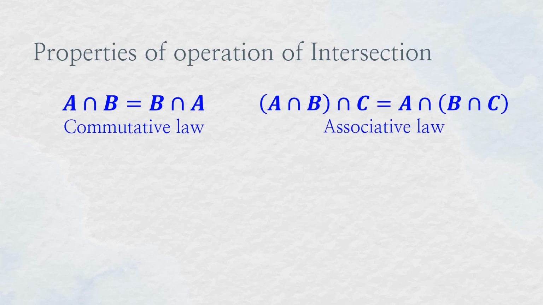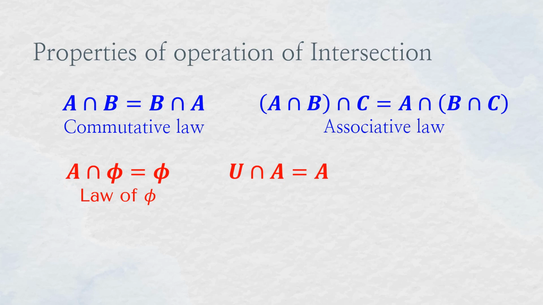If we take intersection of a set A with an empty set, the result will be an empty set. This is called law of empty set. If we take intersection of a universal set with set A, the result will be set A. This is called law of universal set. If we take intersection of a set A with itself, the result will be the set A itself. This is called the idempotent law.